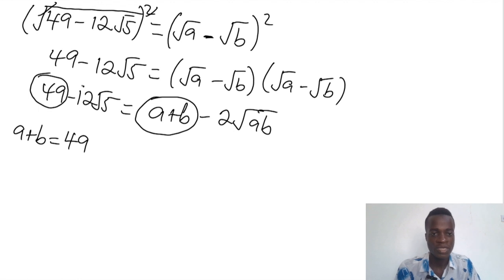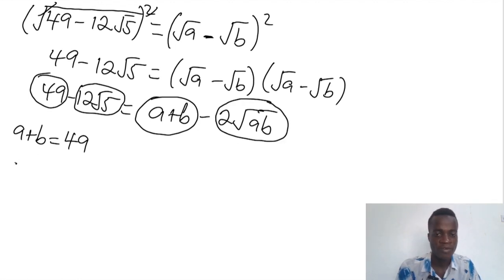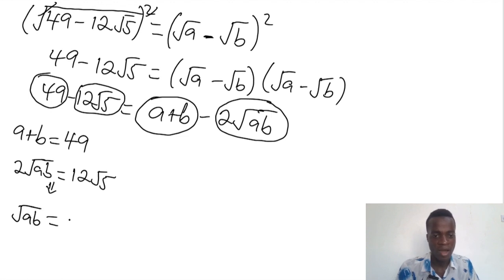Now, this one has a square root, right? Those that have square roots, we compare them to those that have square roots on this side. So at the end of the day, we have 2 root AB is equal to 12 square root of 5. I'll continue with this one and make root AB the subject, meaning I have to divide both sides by 2. At the end of the day, I'll have 6 square root of 5.